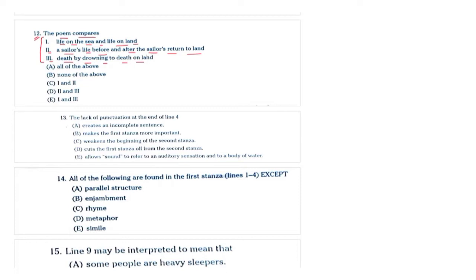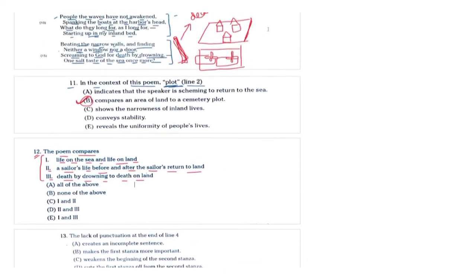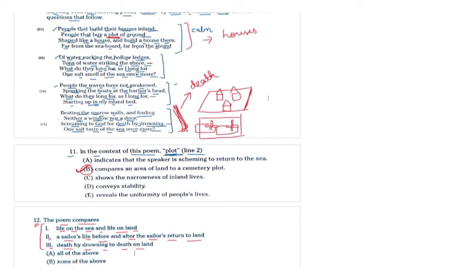Like we see this concept in line number 1. Okay, I'm going over to the poem just to make you see line number 1. In line number 1, the poet is talking about people who build their houses inland. Okay, and he also speaks of his or her own feelings about the sea. Like you see over here, there was this line. Let me find it out. Like as long as I for one salt smell of the sea once more.